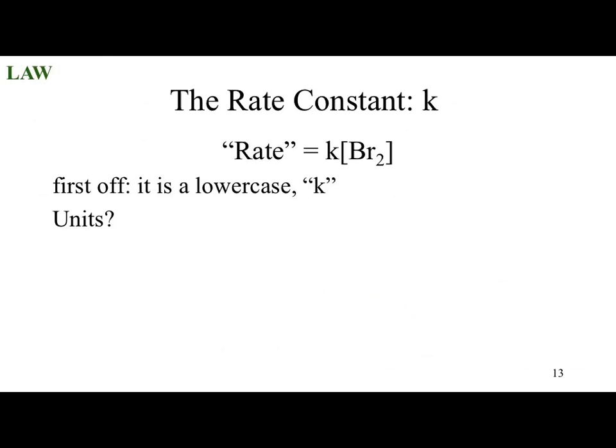This first sentence may seem obvious. It's going to become more important when we move into chapter 14 next week. The rate constant K is lowercase. It's a lowercase k, not a capital one. What are the units on that K?